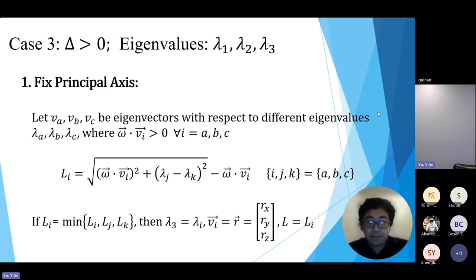After we find in which direction the resistance is the minimum, the eigenvector is referred to as R equals Rx, Ry, Rz. The corresponding eigenvalue will be referred to as lambda 3. And the resistance in that direction is the resistance we need.